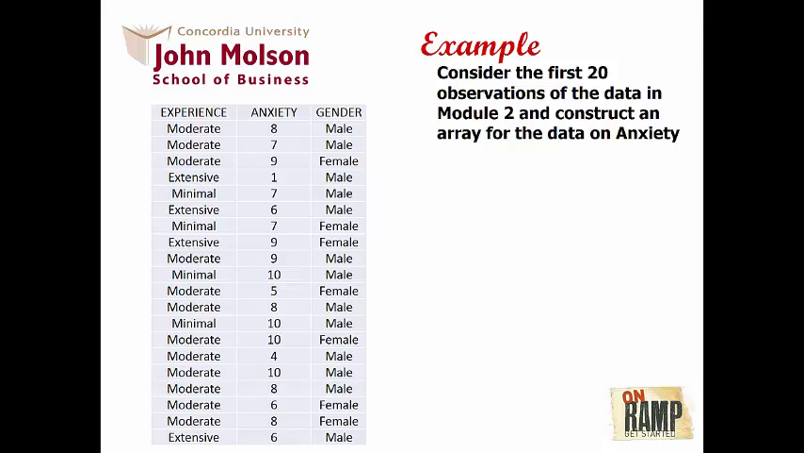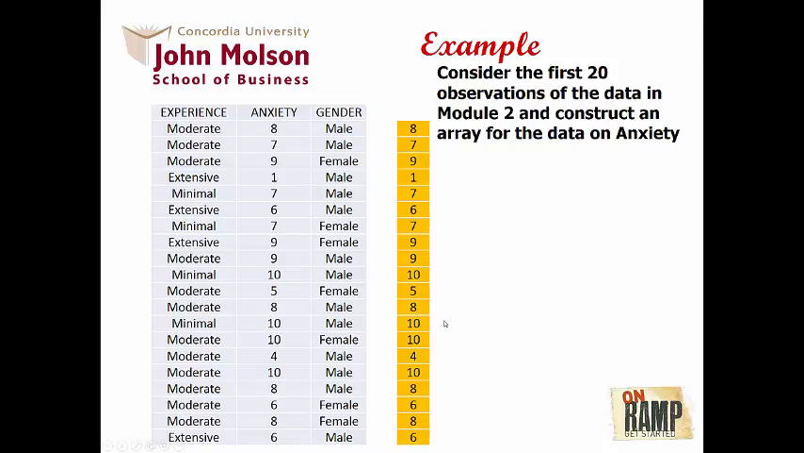Let us take an example. Consider the first 20 observations of the data in Module 2 and construct an array for the data on anxiety. This is the data that I need to work from. All it takes is to put them in increasing order. As you can see, 1 is the minimum, 10 is the maximum, so I can find the range as 10 minus 1, which is 9.